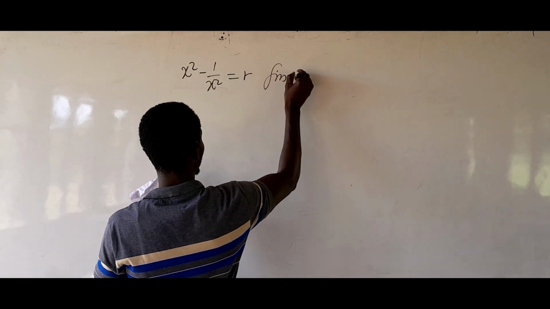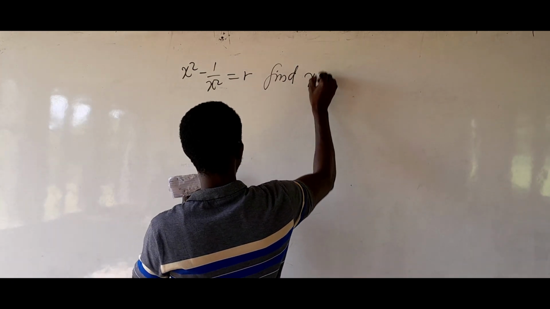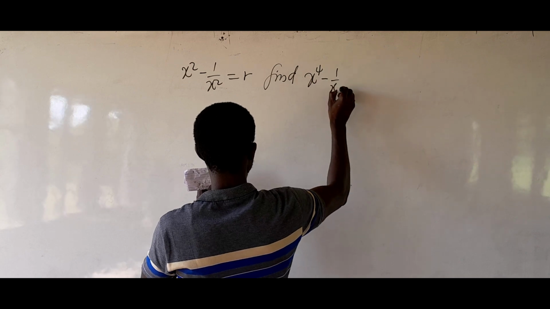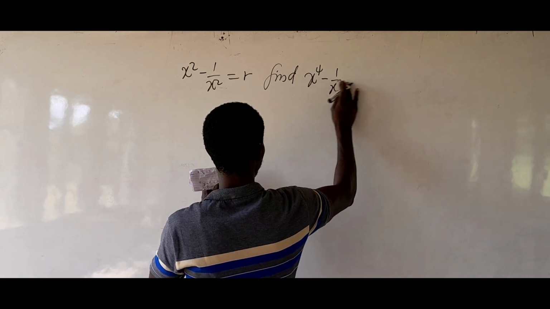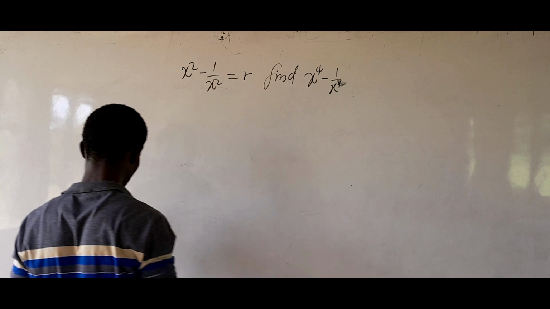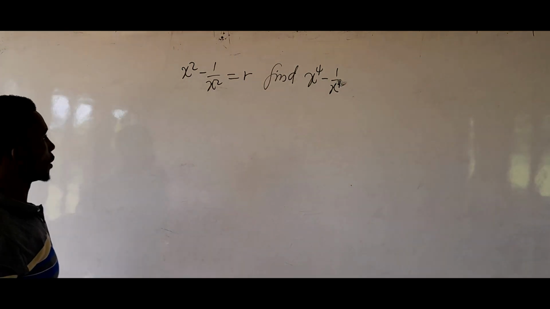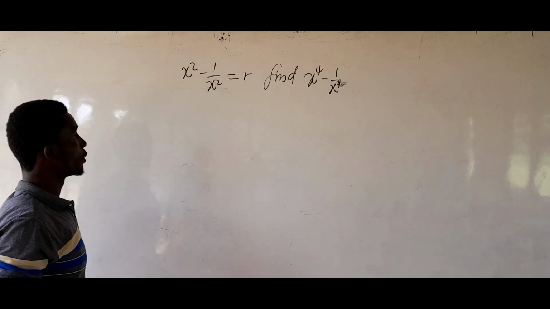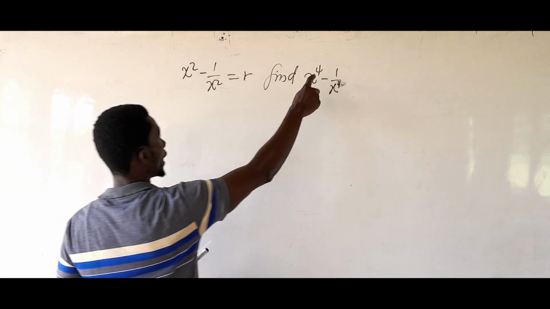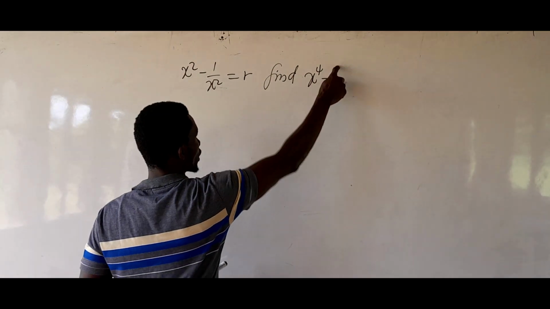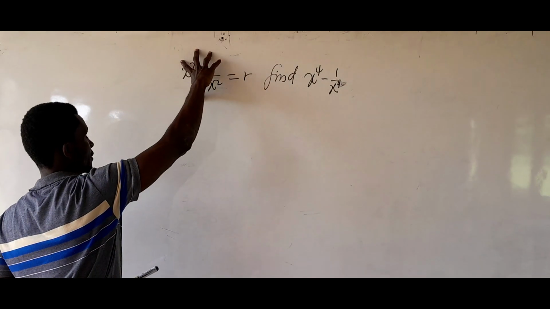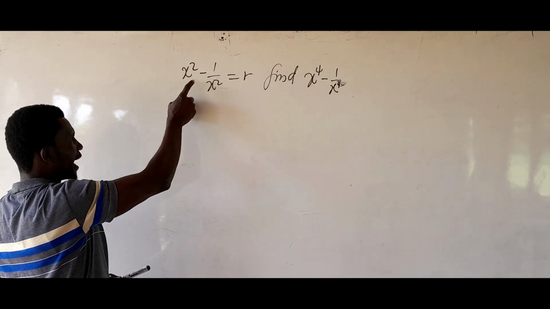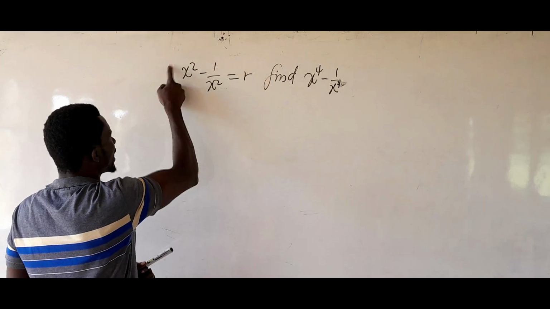Find x to the power 4 minus 1 over x to the power 4. Now for this one it is very simple. What to do is that we are looking for x to the power 4 minus 1 over x to the power 4 in this. So quickly your mind should tell you to square this.